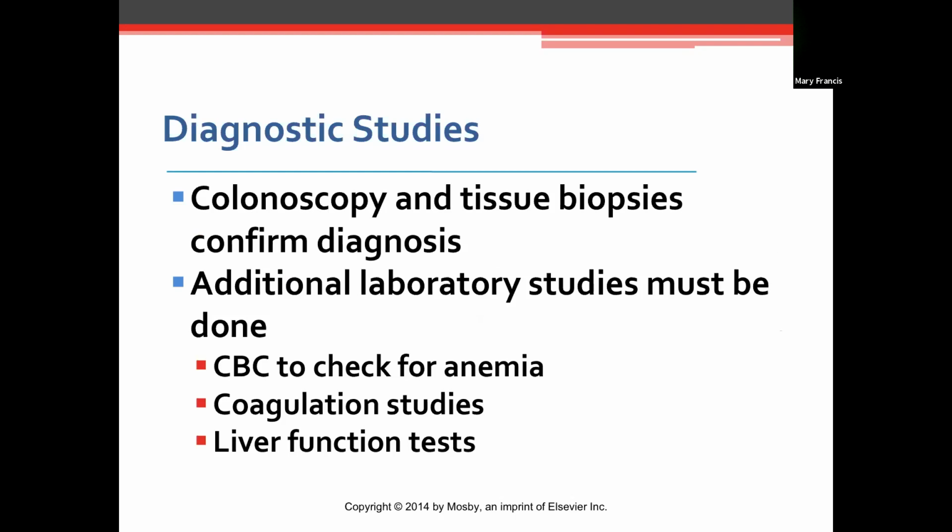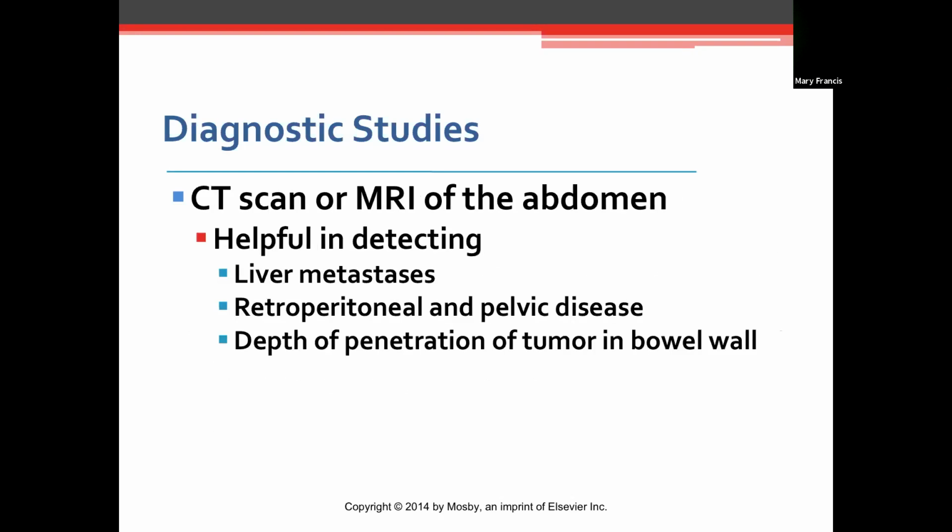Additional lab tests that might be looked at are a CBC looking for anemia, coagulation studies, PT and INR, to see if there's a bleeding history, and liver function tests. Your liver enzymes may also be looked at. A CAT scan or MRI of the abdomen will help to see the mets. It is also helpful to determine whether or not there's liver metastasis or retroperitoneal and pelvic disease, and the depth of the penetration of the tumor into the wall.